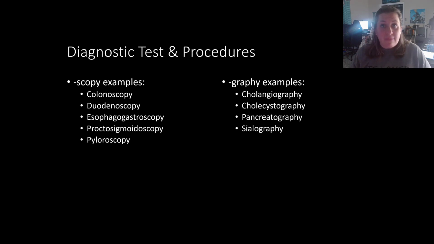On the other hand, we have the Graphy examples. Okay, and when we're looking at Graphy, this is going to be radiologic imaging. And so with Scopies, we're using like a camera or a scope. Graphy is going to be using radiology type imaging for this. So you have cholangiography, which is going to be taking a look at the bile ducts. That is the connection of the gallbladder to the small intestine. Cholecystography is going to be where we're looking at the imaging of the gallbladder specifically. Pancreatography is going to be looking at the pancreas. Salivography is going to be looking at the salivary glands. Again, using all types of radiological imaging.